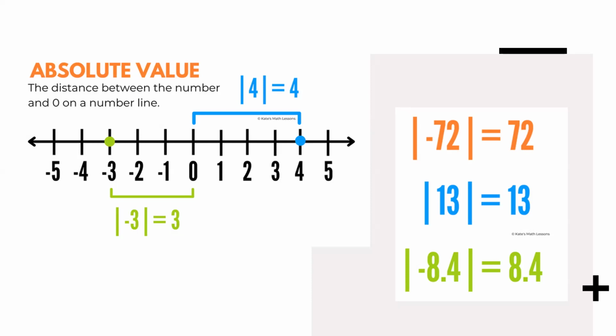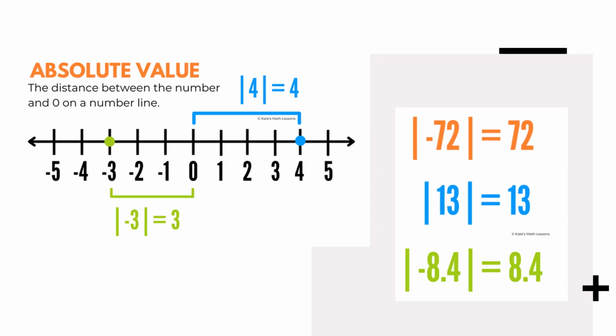Cars have little odometers on them that track the mileage. If you have your car in drive and it goes forward, it's going to add to that mileage. Same is true if you go backwards. It doesn't matter if you put it in reverse and you go backwards, you're still moving that car. It's still adding to the mileage. So that's why with absolute value, your answers will always be positive.